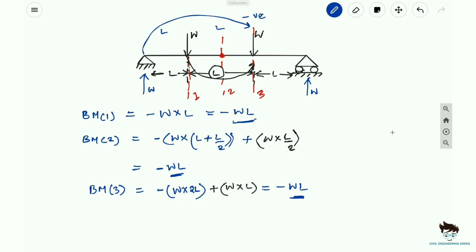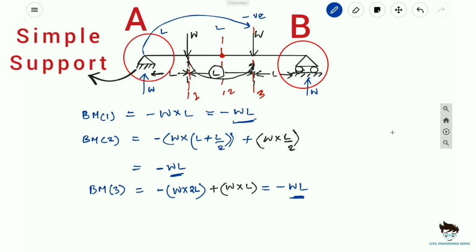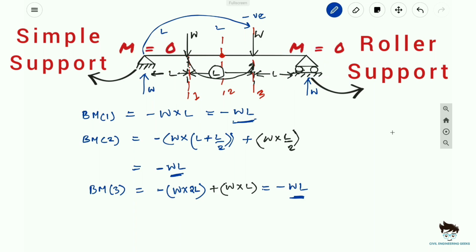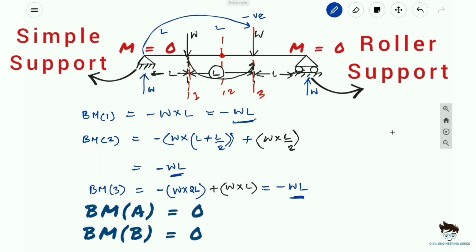But the interesting part here is we already know these values. We need bending moment at the supports, support A and support B. Since the supports are simple support and roller support, they are incapable of developing any internal moment or bending moment. Therefore, the bending moment at points A and B is going to be 0. Great. Now we are good to plot the bending moment diagram.